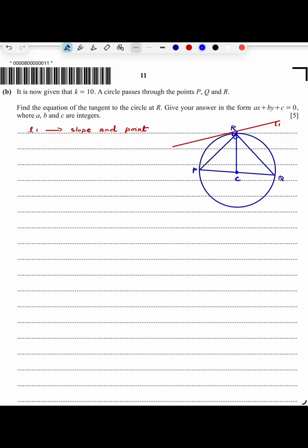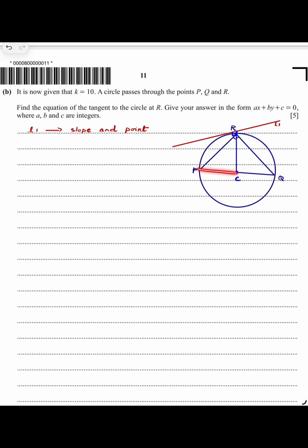ठीक है, पता नहीं clearly नज़र आ रहा है कि नहीं, which means कि अगर हम RC का slope find करें, then the slope of the line L1 is exactly going to be the reciprocal and sign reversed. तो अगर हमें बस सेंटर मिल जाए ना सर्कल का, then we'll be able to figure this out. ठीक है, so ऐसा करते हैं कि सेंटर हम किस तरह पता करते हैं.